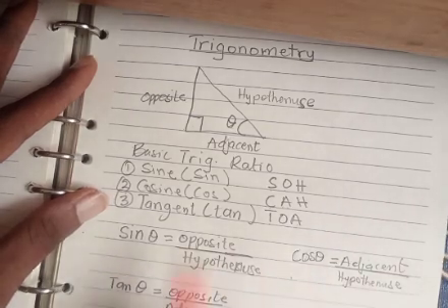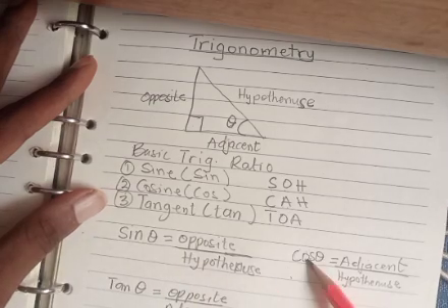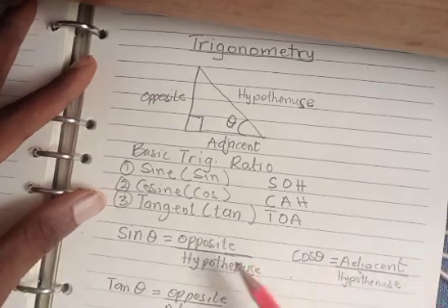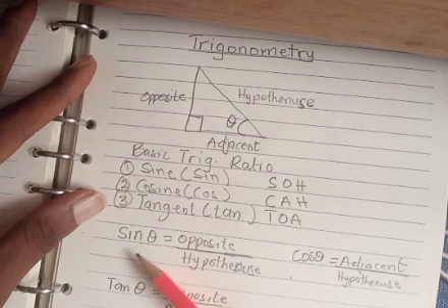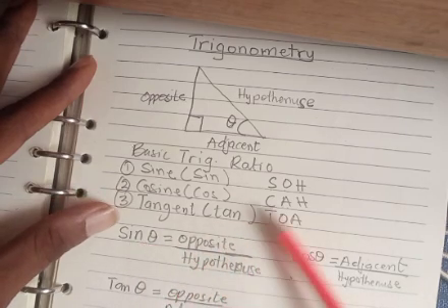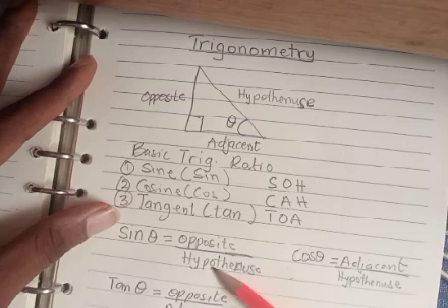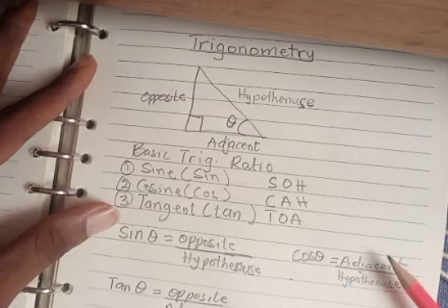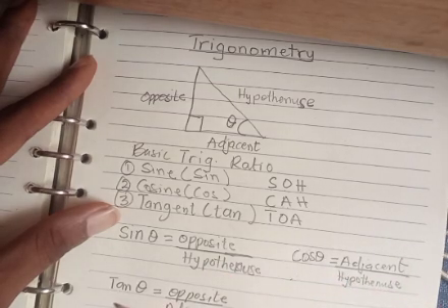So anytime they ask you to find the sine, cos or tan of a certain angle, the formula is this: sine of a certain angle is equal to opposite over hypotenuse. Cos of a certain angle is equal to adjacent over hypotenuse. Tan of a certain angle is equal to opposite over adjacent.